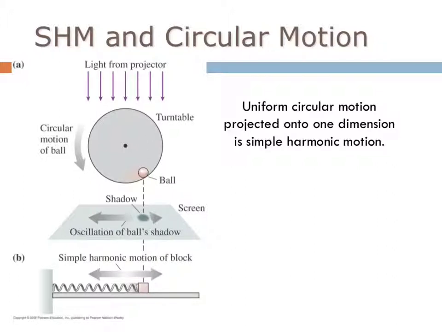Now, if you place a ball on a turntable and shine a light from a projector, like shown in this picture, the shadow also follows the same motion as the mass on a spring. So circular motion, or uniform circular motion projected onto one dimension, is also simple harmonic motion. And this is going to help us look at our unit circle.